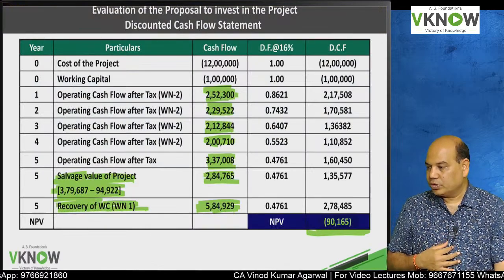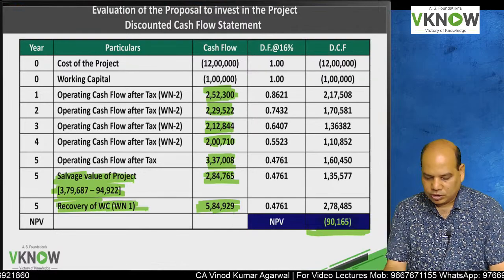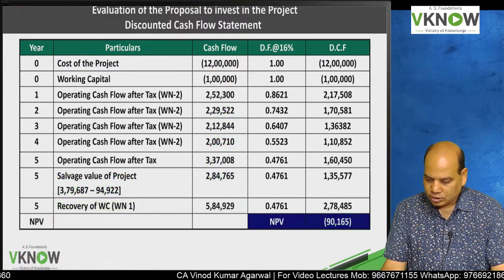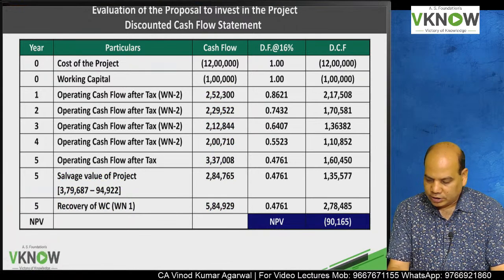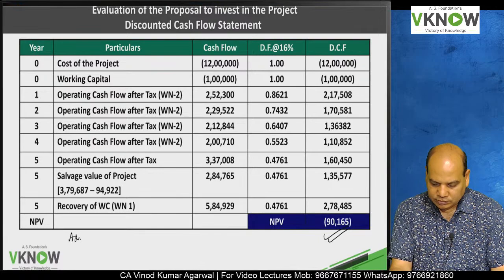Okay, so negative 90367 you are getting. Okay, no problem. Any number which is close to 90,000 is right. Advice, write down.